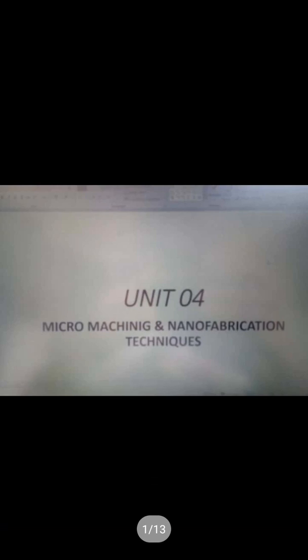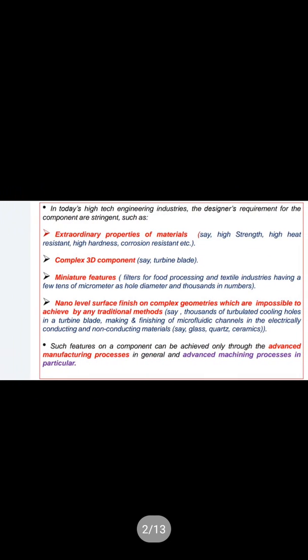Welcome all. Today we are going to discuss unit 4 of our subject, advanced manufacturing processes. The name of the chapter is visible on our screen as micromachining and nanofabrication techniques. So let's see its introduction.